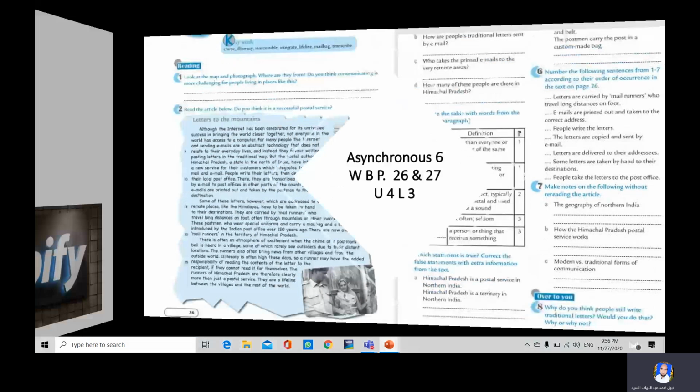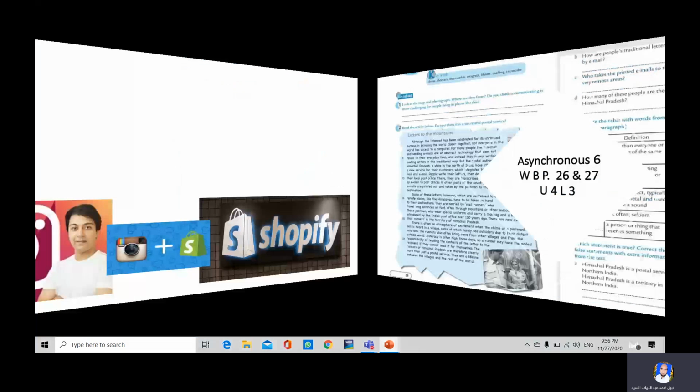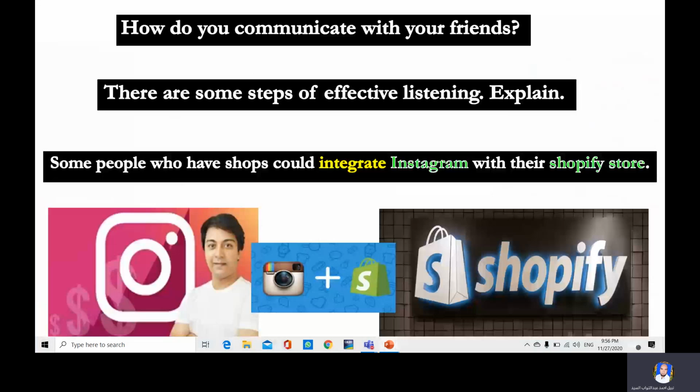How do you communicate with your friends? There are some steps of effective listening. Explain. So, how do you communicate with your friends? You have to mention the way you use to communicate with your friends, using mobile phones, using the internet, etc. And there are some steps of effective listening. How can you get effective listening skills?